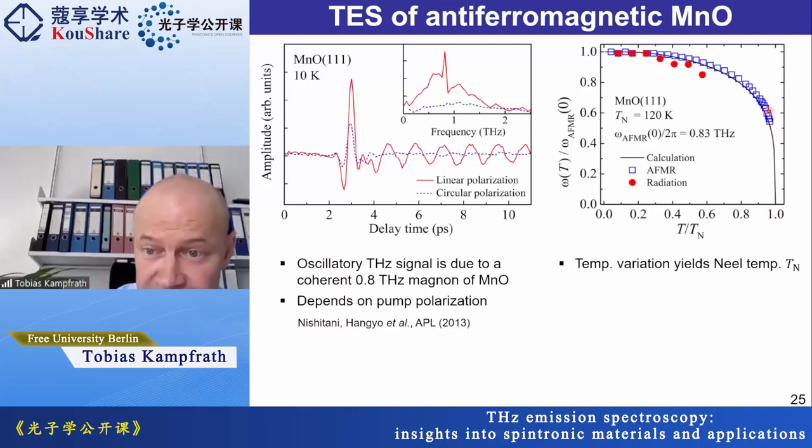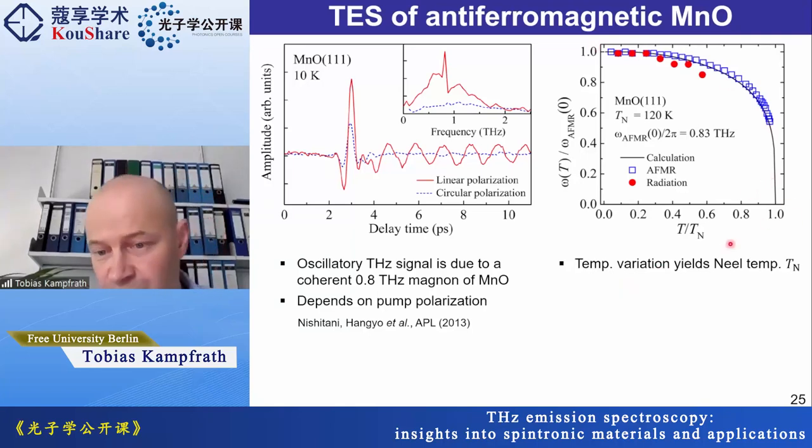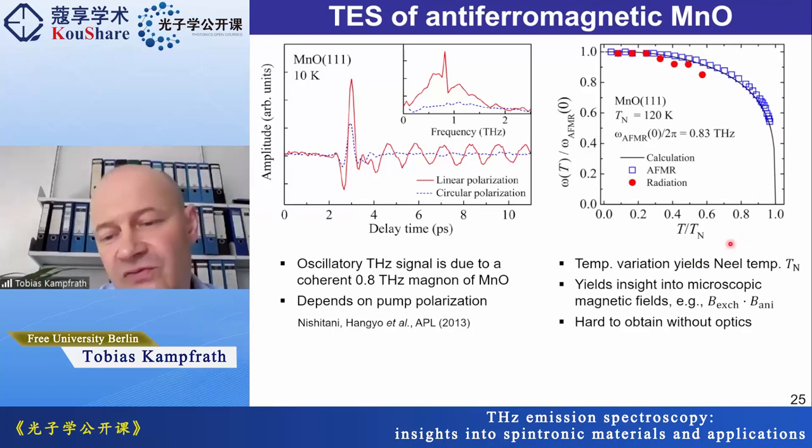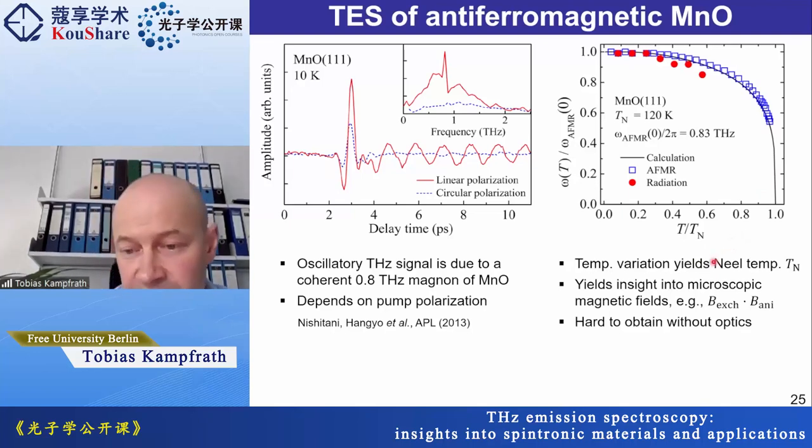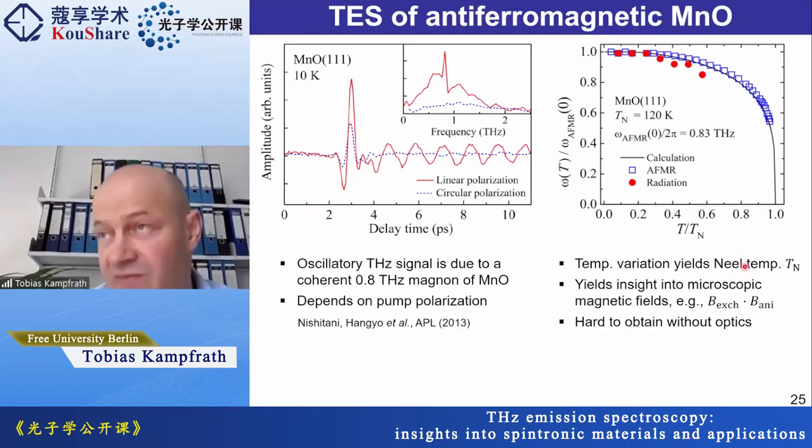And the oscillation frequency disappears. It becomes lower and lower. And you can also then fit this to a model. And this model then gives you the Néel temperature of the antiferromagnet. So the Néel temperature is the temperature at which the material goes from the antiferromagnetic phase into the nonmagnetic phase.